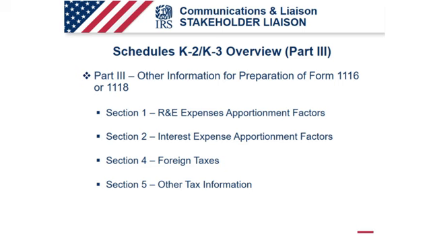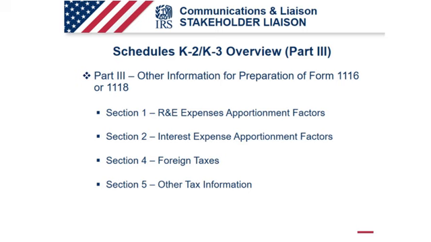Section 3 is not applicable to individual partners or shareholders, so is not covered in this presentation. Section 5 contains miscellaneous information that a partner may need to accurately compute its foreign tax credit limitation. This information reported in Section 5 is not as widely applicable, so this presentation will not focus on this section. The next slides will focus on Section 4 of Part 3, which will apply to most partners claiming foreign tax credits.